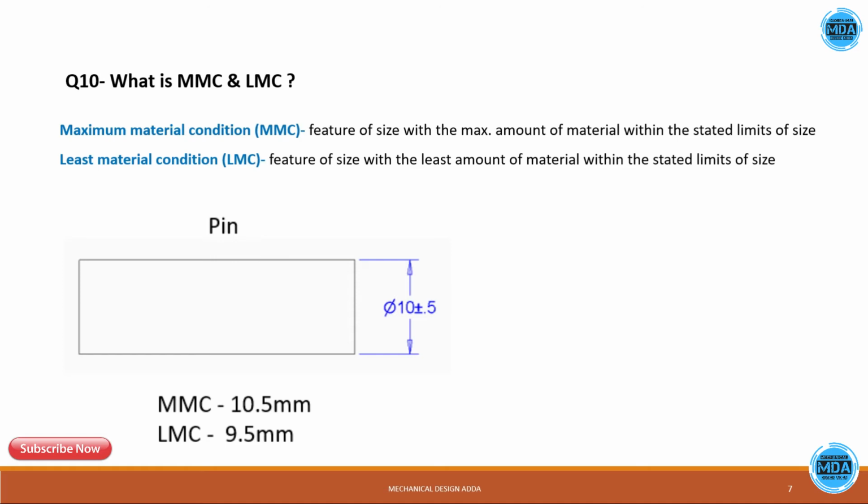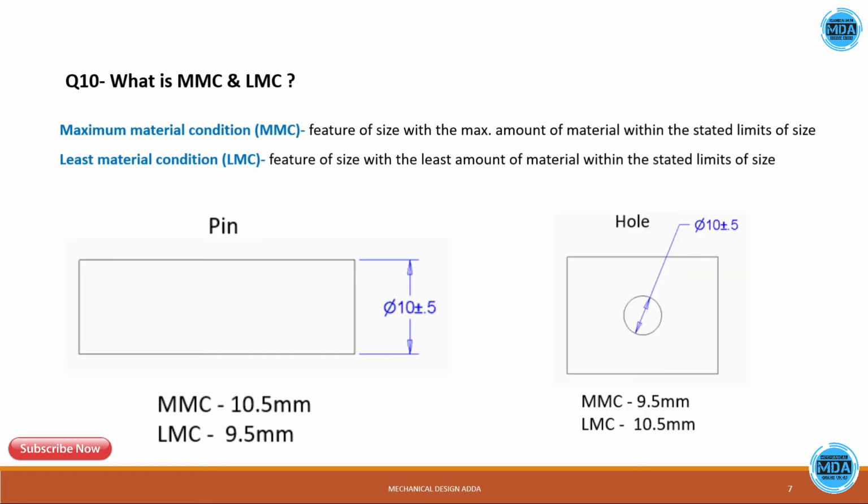So the maximum material, for the shaft, is the maximum amount of material, so it is 10.5. And similarly the least material of the shaft: when the shaft has the least material at the minimum size, here the least material condition is 9.5.